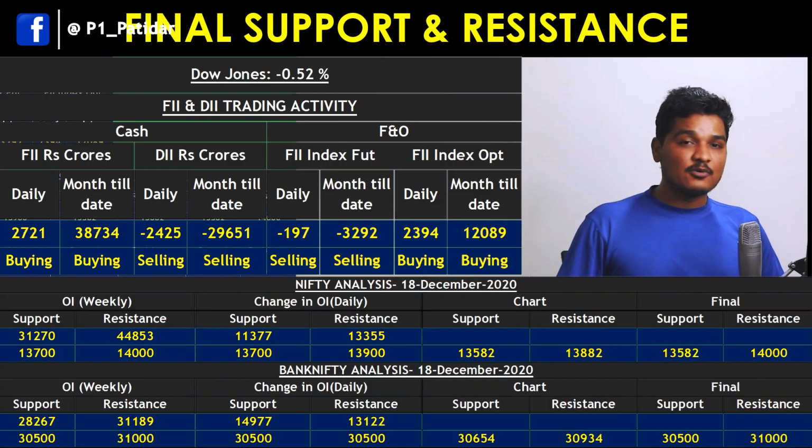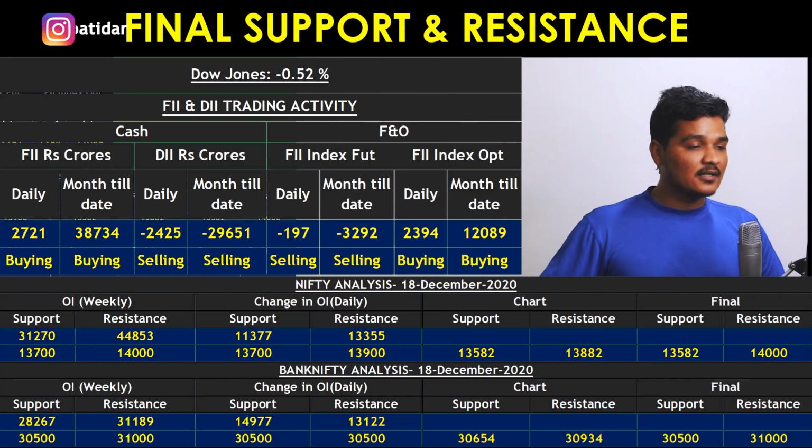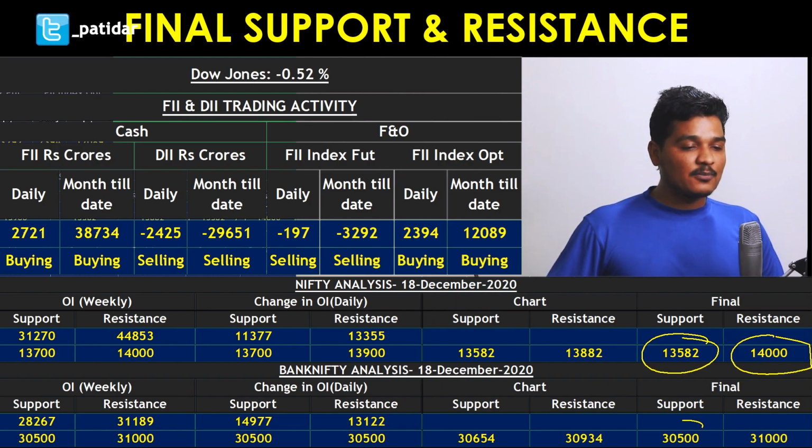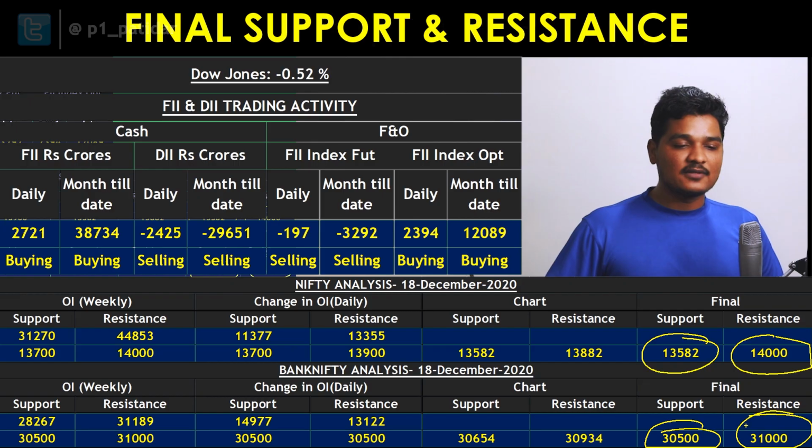Now let's see the final support and resistance of Nifty and Bank Nifty. The final support for Nifty is 13,582 and resistance is at 14,000. Where are the support and resistance of Bank Nifty as well? Well, Bank Nifty support is at 13,500 and resistance is at 31,000.